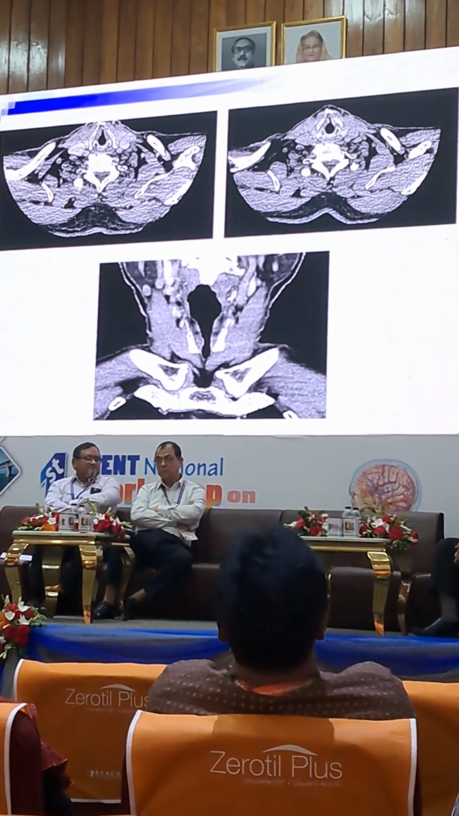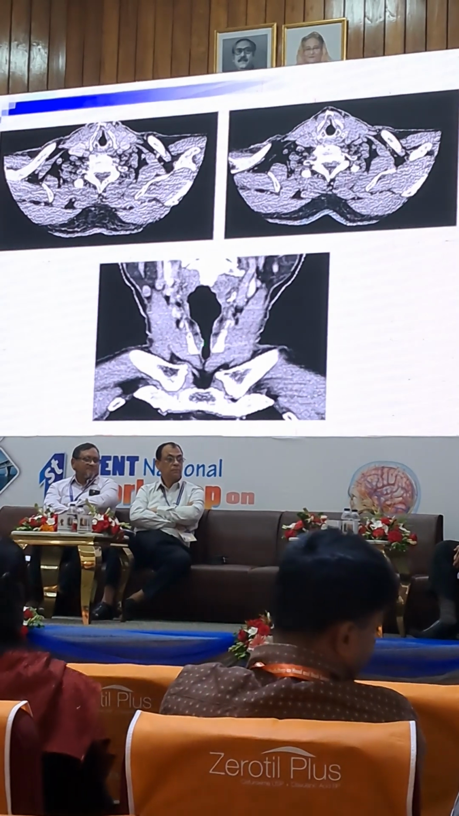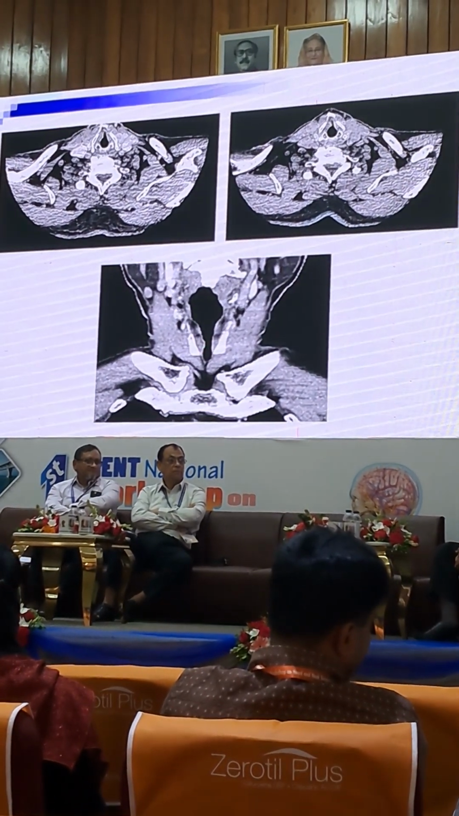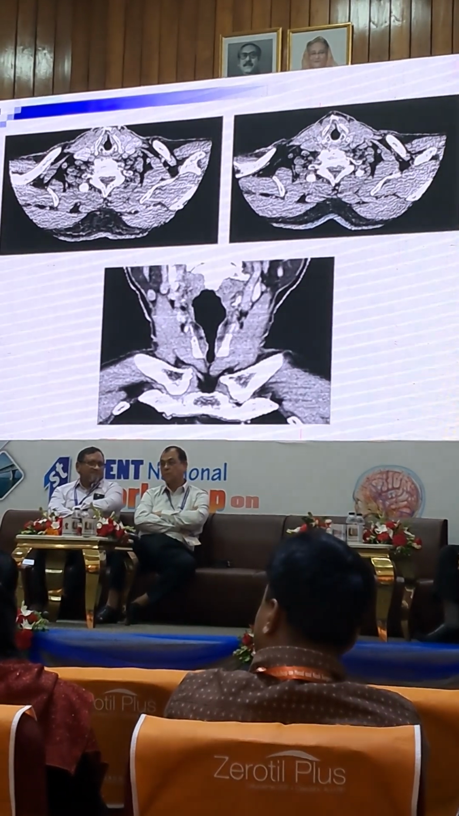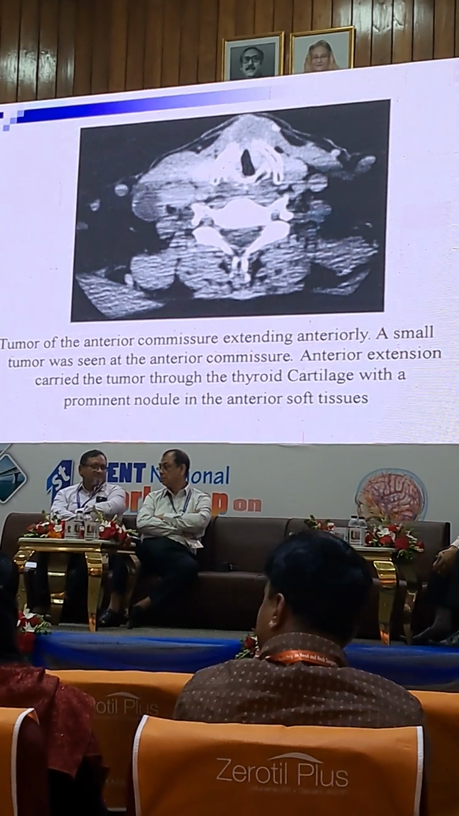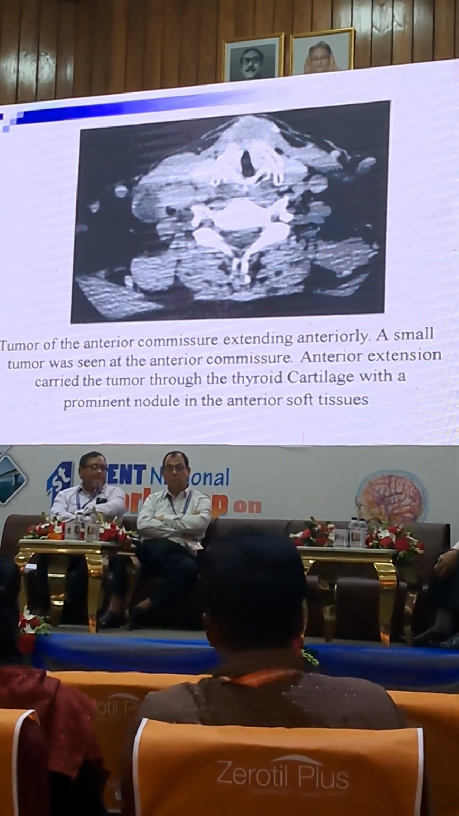This is the non-contrast and this is the contrast CT scan. The coronal scan shows the small true glottic lesion, only involving the right vocal fold. And here is an upstage lesion of glottic carcinoma. We see a lesion in the anterior commissure.